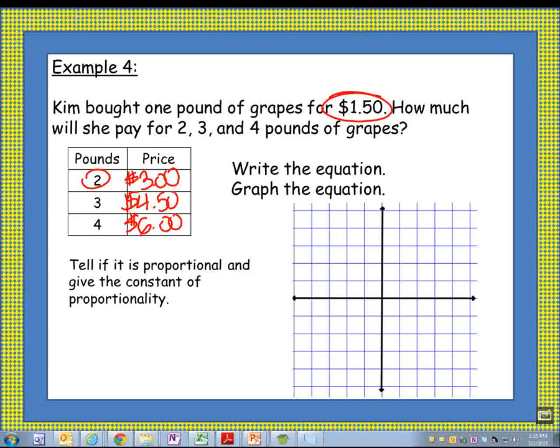Now, remember, we have to write an equation for this. So it's going to be y equals kx plus something, maybe. Okay? All right? So we found that. What's the equation for this situation? It is proportional, so there's not going to be any extra stuff here.